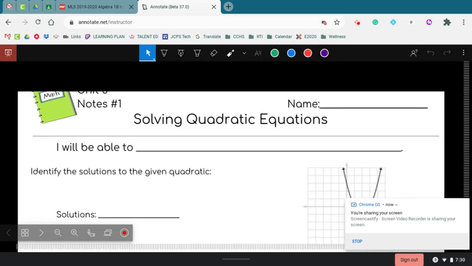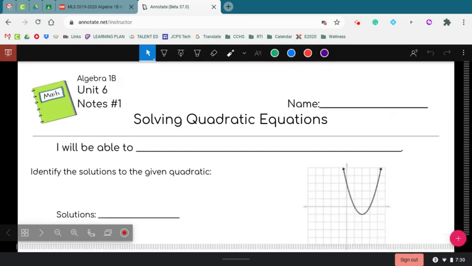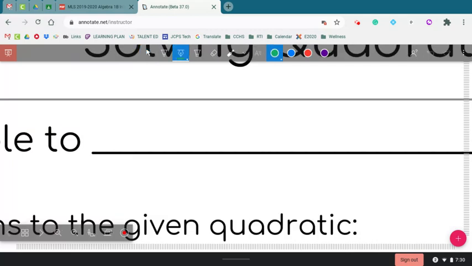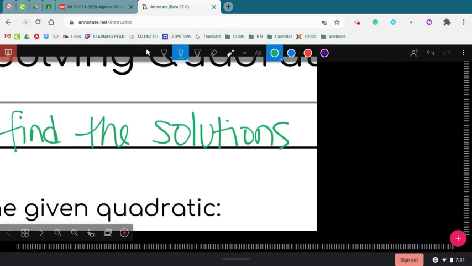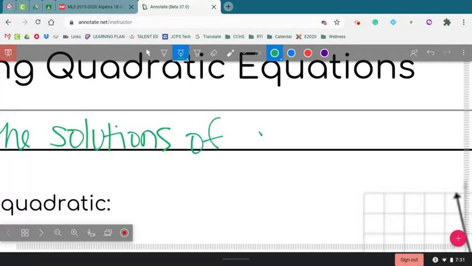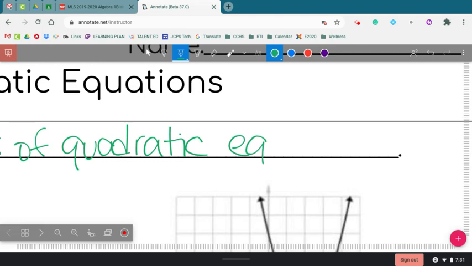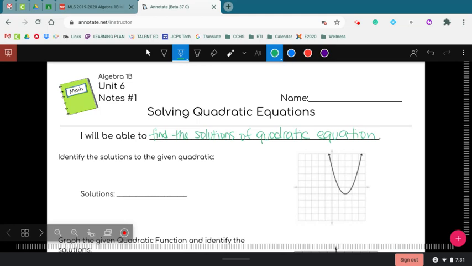Okay, so today we're going to start our new unit, Unit 6, and we're going to start with notes number 1, which is solving quadratic equations. So what you will be able to do at the end of today is you will be able to find the solutions of a quadratic equation. So this is basically what we are doing this entire unit. There's many different ways that we're going to have to do it depending on the type of equation, or depending on what type of quadratic it is.